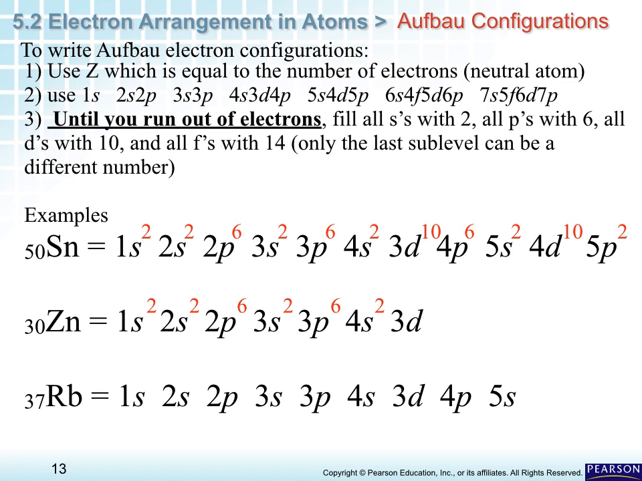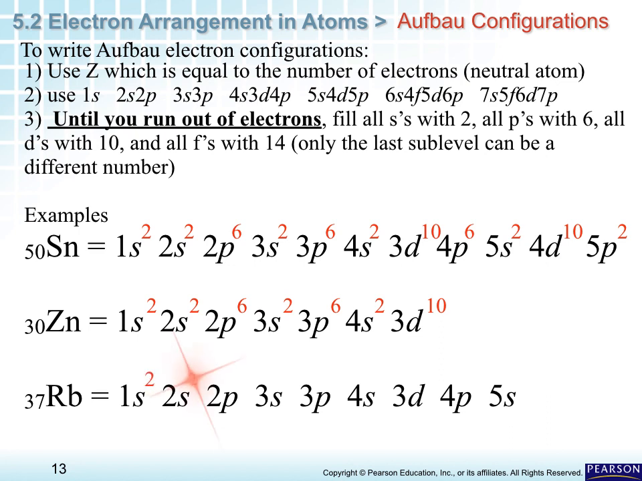So I'm going to do this. My 1s gets 2, my 2s gets 2, my 2p gets 6, my 3s gets 2, my 3p gets 6, my 4s gets 2. Whew. 2 plus 2 is 4, plus 6 is 10, plus 2 is 12, plus 6 is 18, plus 2 is 20. So 20 from 30 is 10. So guess what? I'm going to put a 10 there, because 10 plus 2 plus 6 plus 2 all the way back is 30. Now I'm going to do rubidium, which is 37.